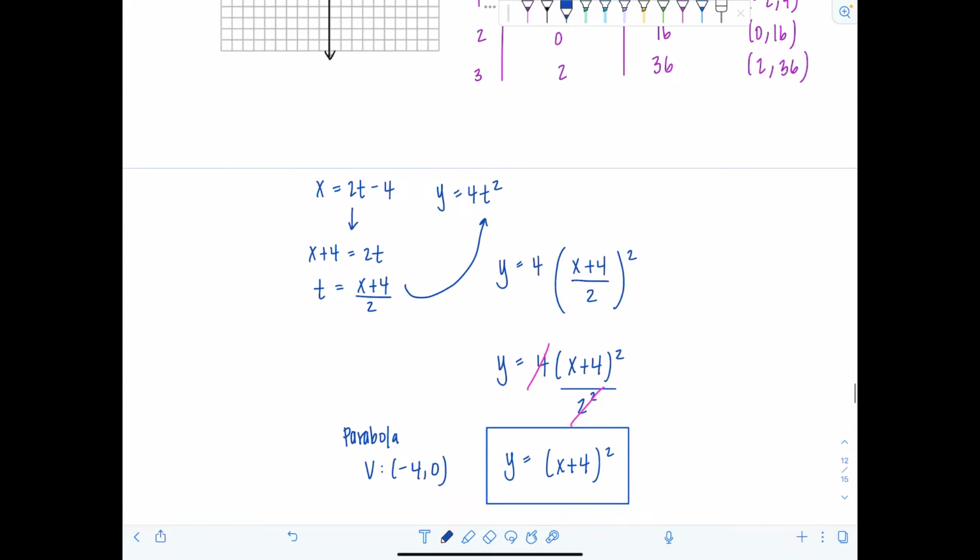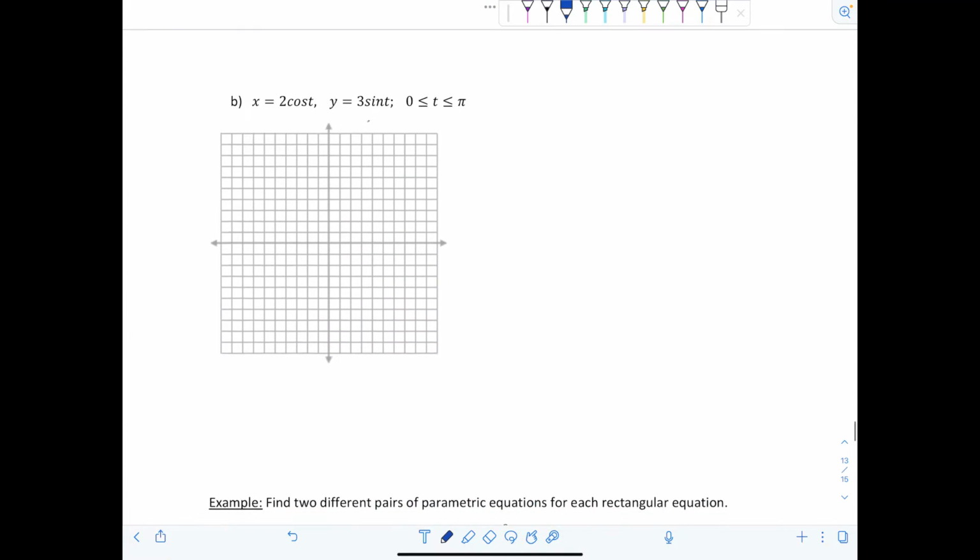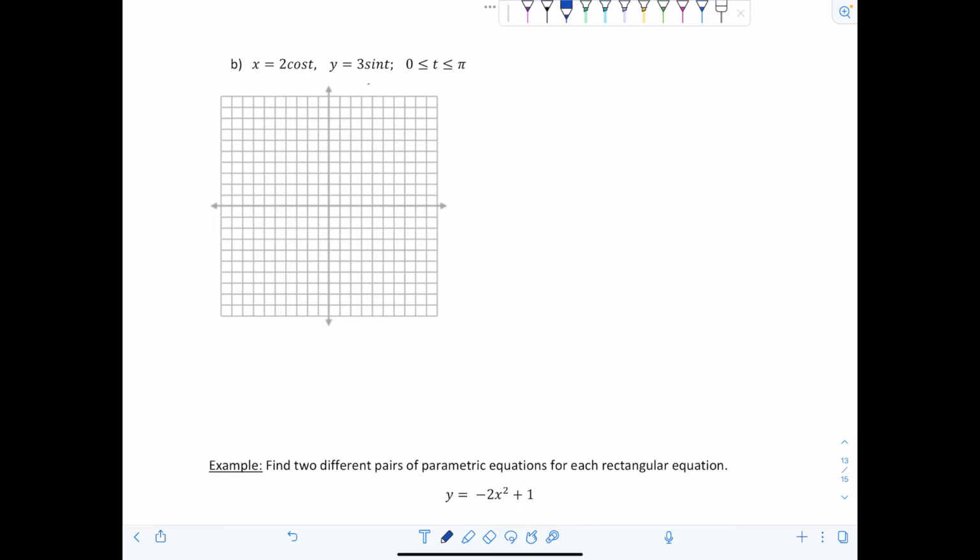All right. Let's look at another example, this time involving trigonometric functions. This is pretty common. We have x equals 2 cosine t, y equals 3 sine t, and t ranges from 0 to pi. Okay. So let's again make a table. This time I'm only plugging in values between 0 and pi.